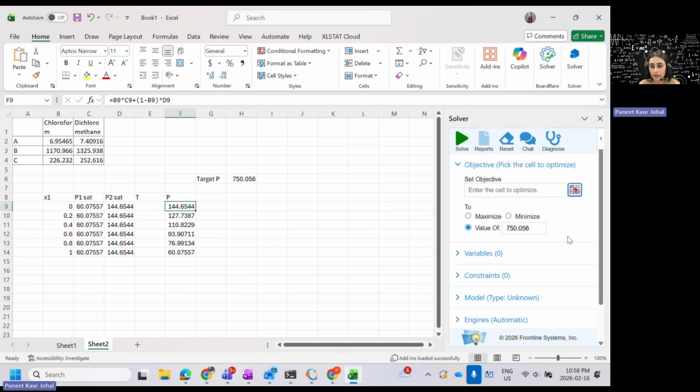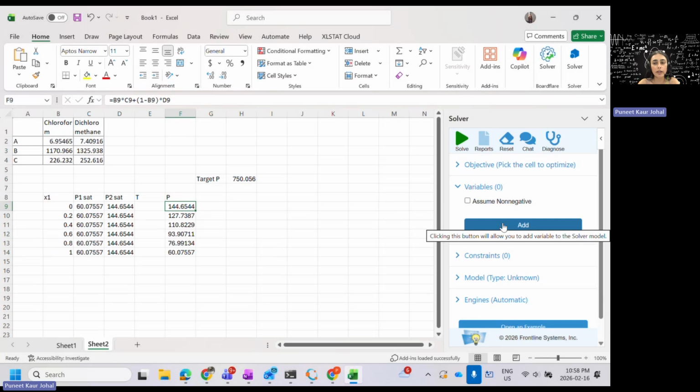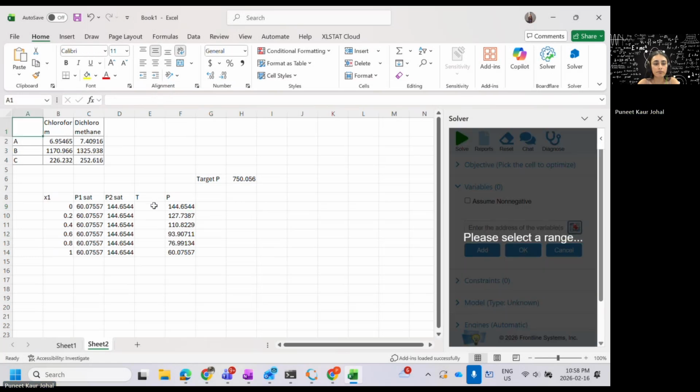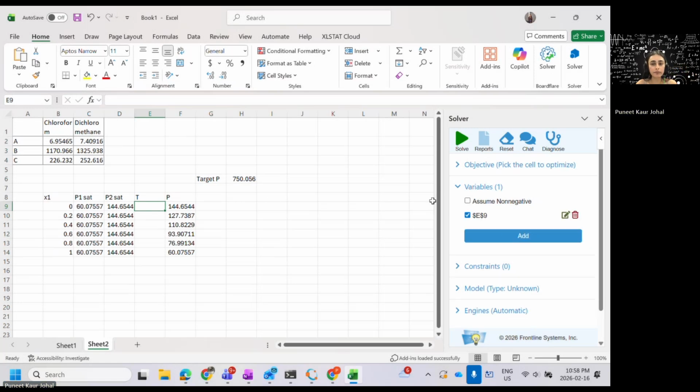So that's our objective. And then the variable that we are going to change: if you really think about it, everything just depends on T. That's how we have set up all the formulas. If T changes, so will P1 and P2, and if those change, so will P. So T is the variable that I'm trying to change.